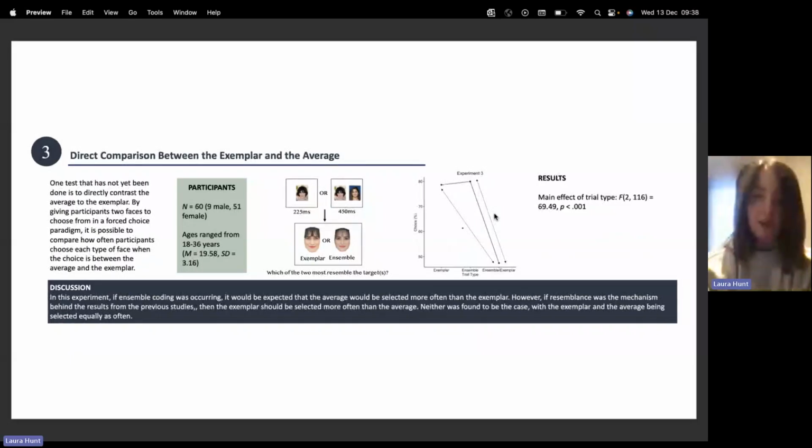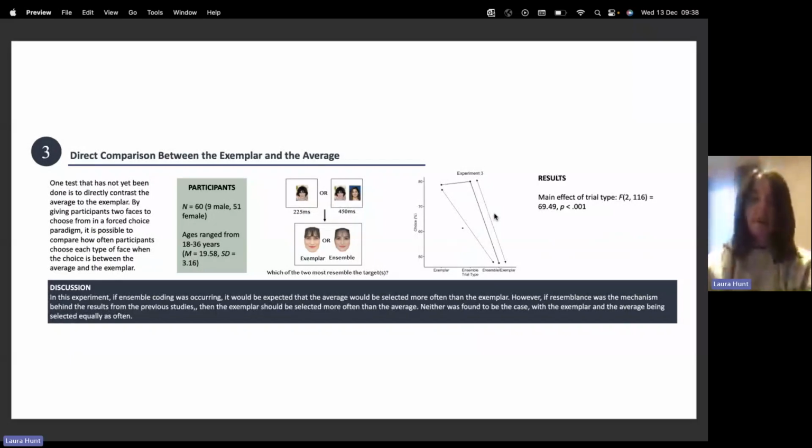So in experiment 3, I showed participants 1 or 2 targets to learn. I then gave them 2 test faces to pick from. This was either the exemplar and a filler, the average and a filler, or the exemplar against the average. And basically, participants had to pick which of the 2 faces most resembled one of the targets that they learned.